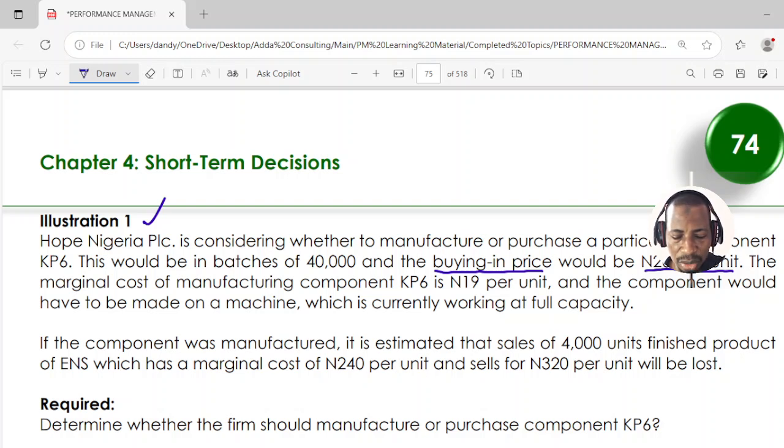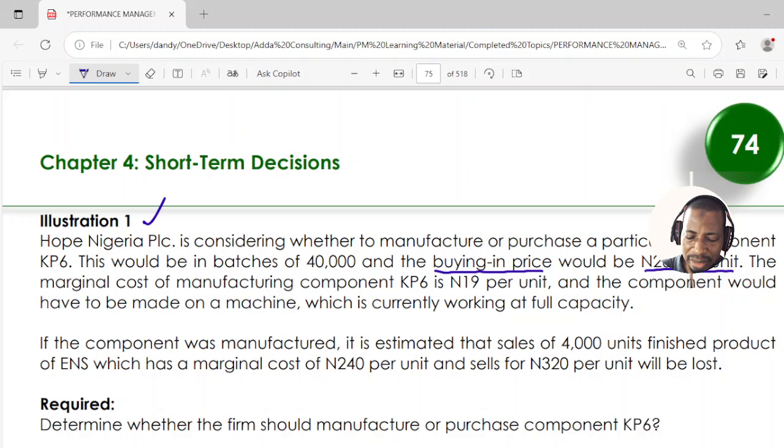If the component was manufactured, it is estimated that sales of 4,000 units of finished product N, which has a marginal cost of 240 naira per unit and sells for 320 naira per unit, will be lost. Required: determine whether the firm should manufacture or purchase component KP6.